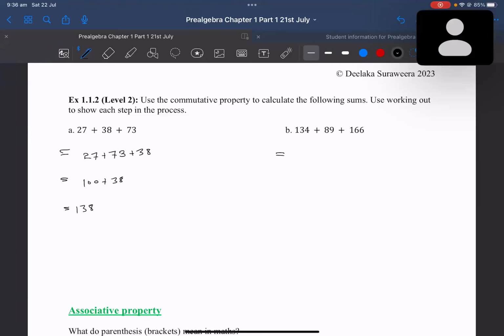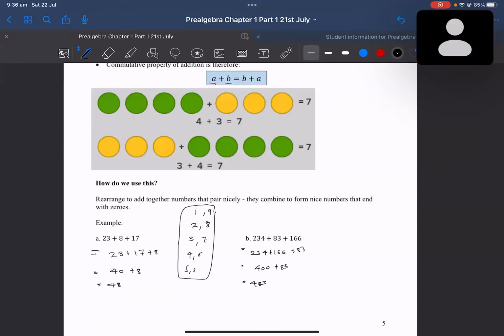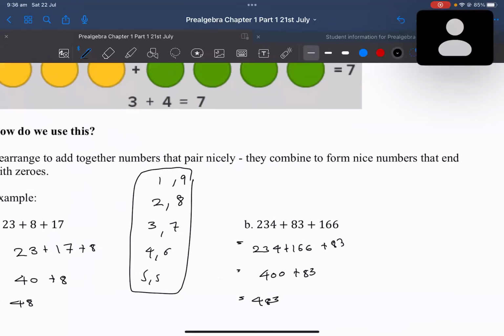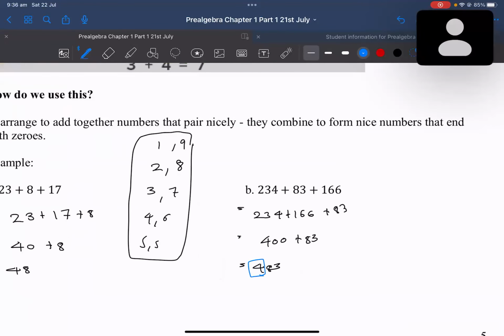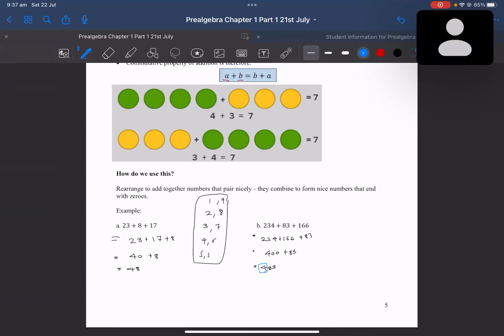All right. And Sarah, what did you get for part B? 383. Very close. Not exactly. All right. So if you rearrange it, 134 plus 166. Oh wait, I did a different one. Or did you do this one? Yeah, that's what I did. Okay, that's close as well. It's an extra 3, though. Remember, because 234 plus 166 adds up to 400. Then you have 83. All right, so that's very close. You got the idea. Just a small silly mistake. That's fine. Okay, that's good.